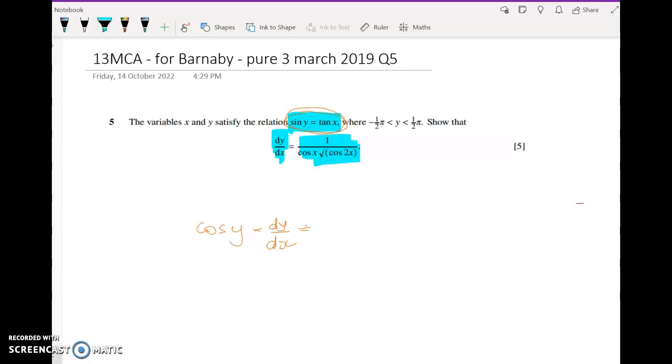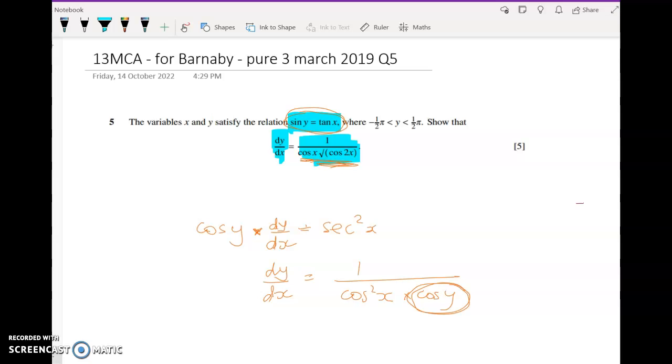On the right hand side, the derivative of tan x is sec squared of x. So that felt pretty easy. Dy by dx is equal to 1 over cos squared x times cos of y. And this is the problem, right? Because in the end, first of all, we haven't got any cos squared of x, but we definitely haven't got any y stuff going on.